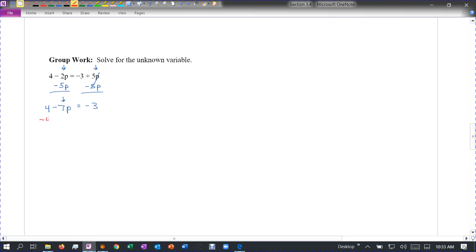Now we're trying to get this negative 7p by itself, so I'm going to have to come in here and subtract 4 here, and subtract 4 here, and the 4's go away, so I'm left with negative 7p equals negative 7. And still one more step, I've got to get that negative 7 out of there. So divide by negative 7, divide by negative 7. You know what, I don't know why I put a 7 there. Oh yeah, it is negative 7. Sorry, it is negative 7. Now these 7's go away, you're left with p, and then here negative 7 divided by negative 7 is positive 1.